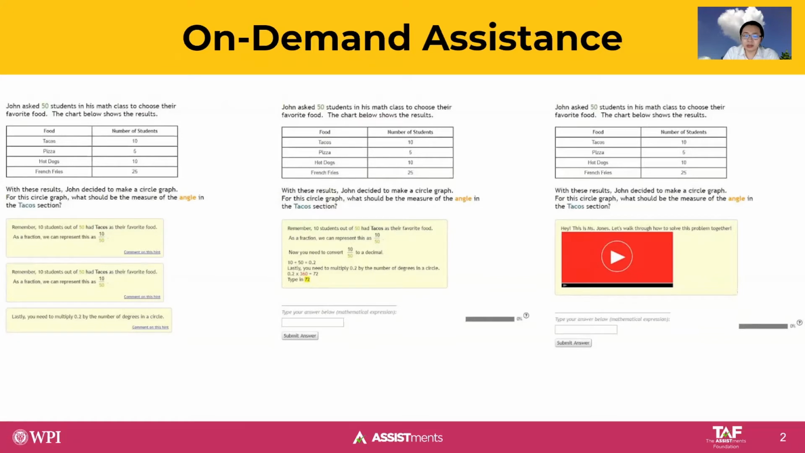In ASSISTments, we have multiple types of help available, but in this work, we only care about two types in particular for now, which are what we call a hint set, that you can see on the left. The hint set contains multiple hints, and each hint contains helpful messages or instructions or information that will help the student solve their general problem.